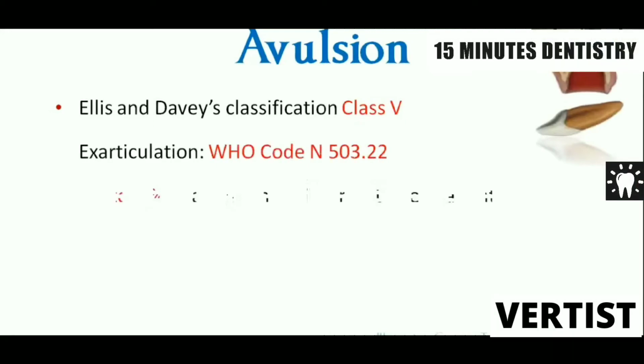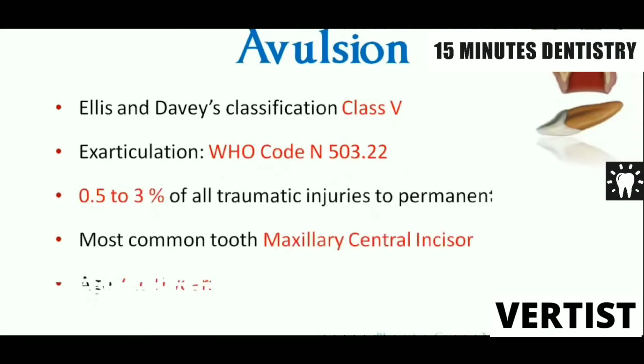Avulsion, according to Ellis and Davey's classification, is class 5. It is an exarticulation, and according to the WHO code, the code is N503.22. Avulsion being the most severe form of traumatic dental injury, we're lucky that it constitutes only 0.5 to 3% of all traumatic injuries to the permanent teeth. The most commonly avulsed tooth is the maxillary central incisor, and it is seen at the age of 7 to 9 years.